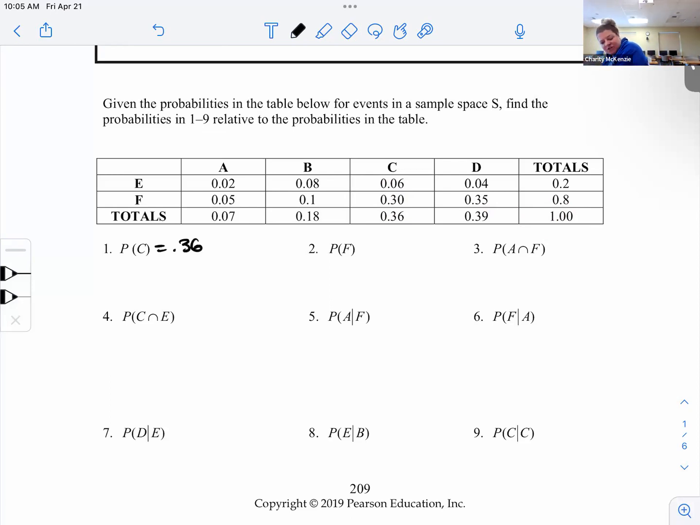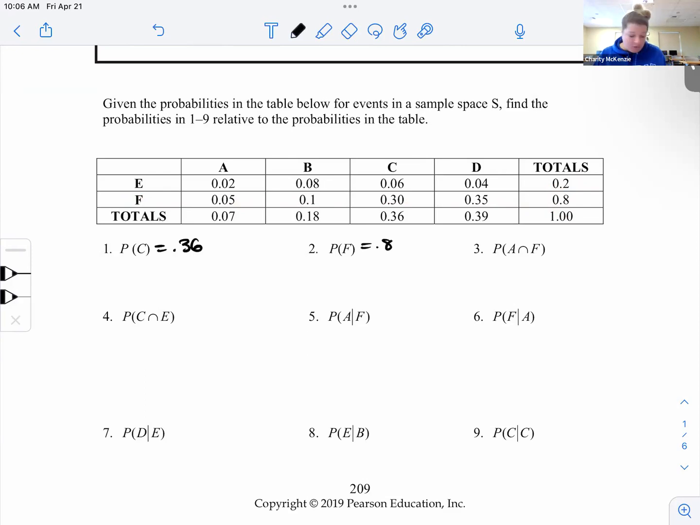Okay, so for this next one, what's the probability of F? Here's our F going this way, and they all add to 0.8. So our probability of F is 0.8.